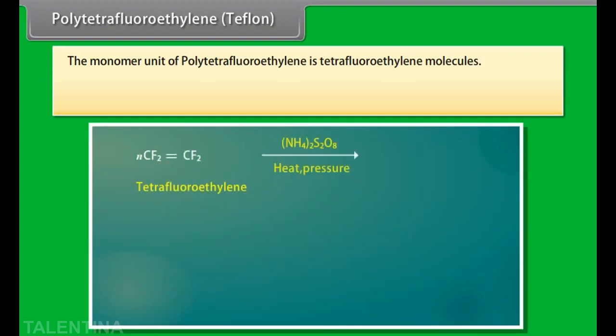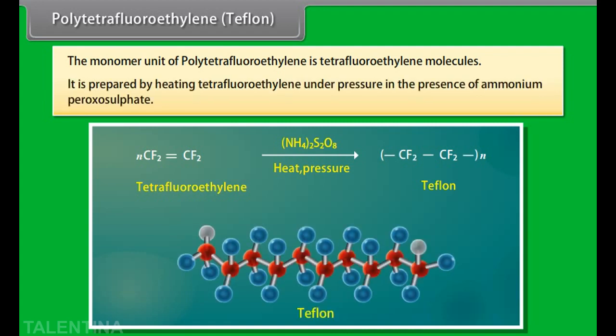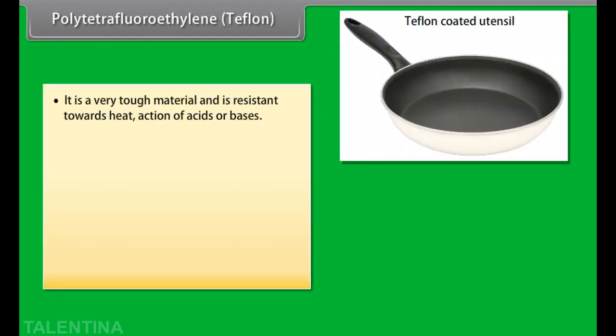Polytetrafluoroethylene, Teflon. The monomer unit of polytetrafluoroethylene is tetrafluoroethylene. It is prepared by heating tetrafluoroethylene under pressure in the presence of ammonium peroxosulfate. It is a very tough material and is resistant towards heat and the action of acids or bases. It is a bad conductor of electricity.